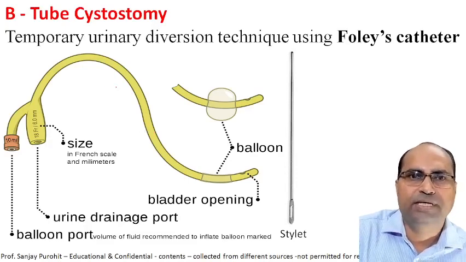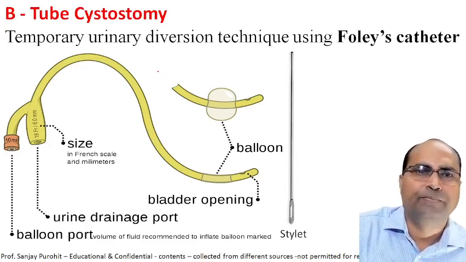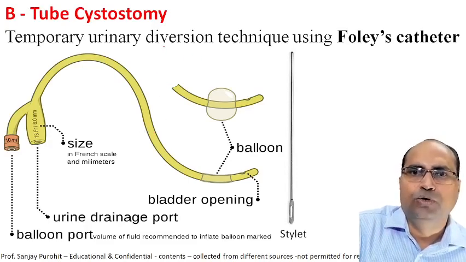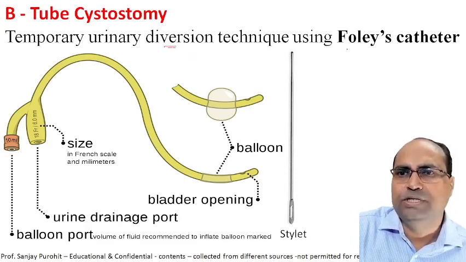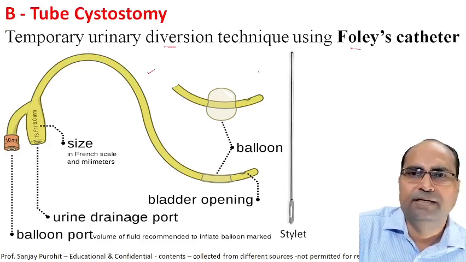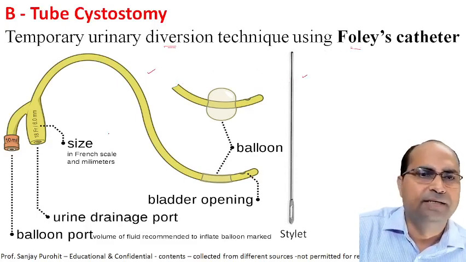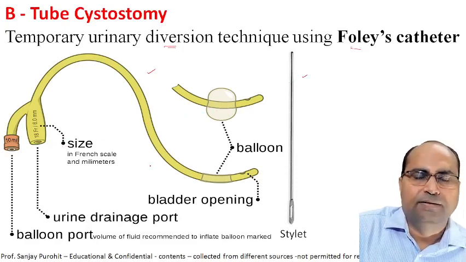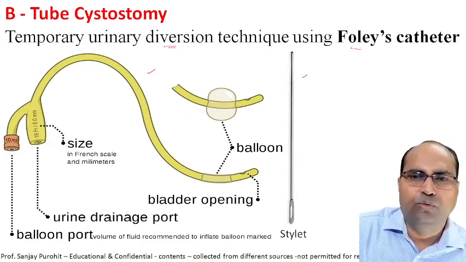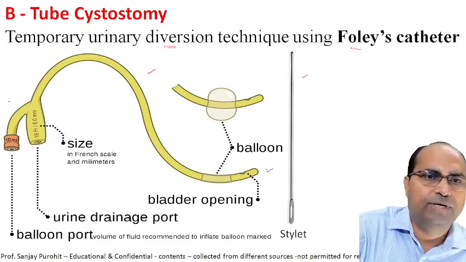So the second procedure is tube cystotomy. Tube cystotomy is a urinary diversion tactic using the Foley's catheter. This is the Foley's catheter. This one is the stylet. The Foley's catheter has two ends. One is the bladder opening end, the other is the port end.